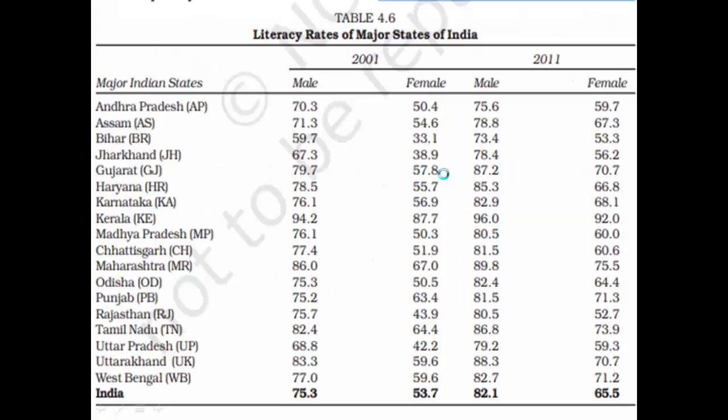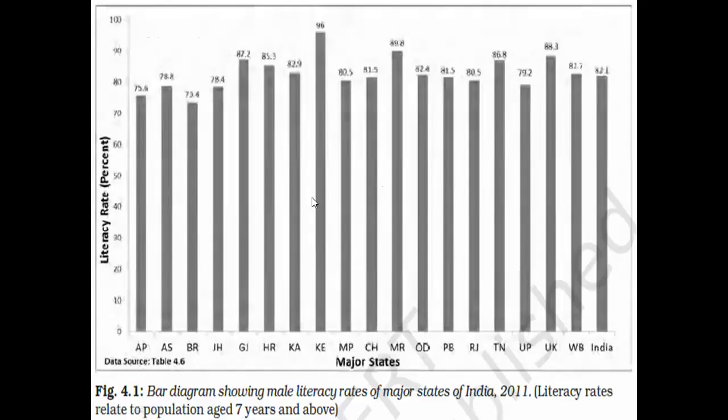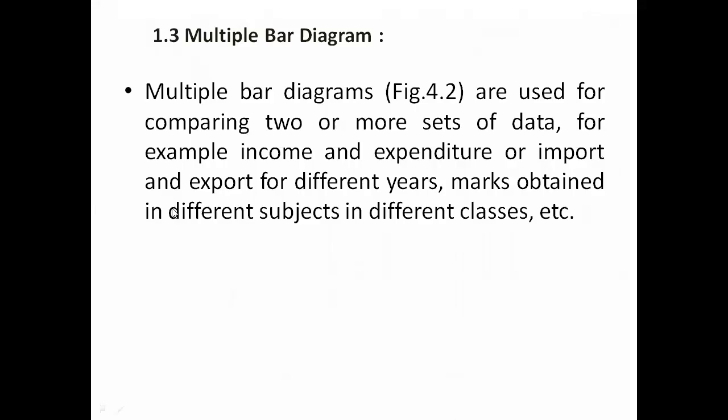So this data, if it comes in the bar in such a way, it will be easy to see which one has more. In numerical form you have to go through everything. Here you can see in Kerala 96%, so that is more. So you can see from the top which bar is going highest and which bar is going lowest, right? So it is easy to understand.